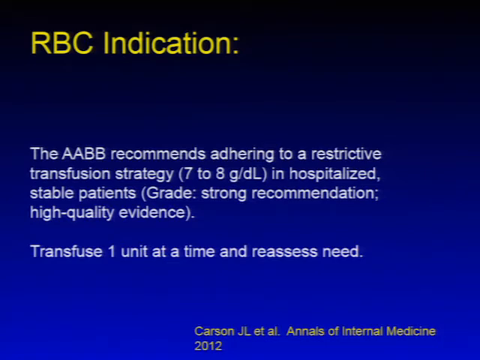The American Association of Blood Banks, the AABB, recommends adhering to a restrictive transfusion strategy, a trigger of about 7 to 8 grams per deciliter, in hospitalized, stable patients, and patients should be transfused 1 unit at a time and then reassessed as the need is seen. And again, this was given a strong recommendation, high quality evidence grade.